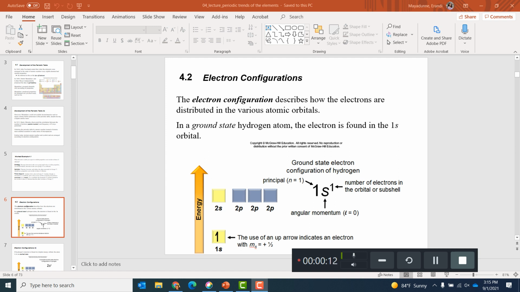I hope you remember we discussed 4 quantum numbers in chapter 3. The principal quantum number, which is n, describes the energy of each orbital. What is next? The angular momentum quantum number, which is L, describes the shape. Depending on L, if L is 0, it is an s orbital, L is 1, it is a p orbital, L is 2, it is a d orbital, and so on.